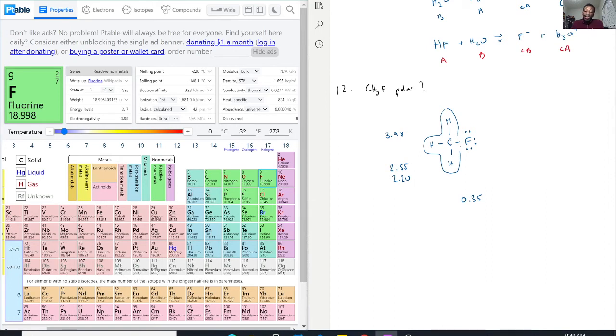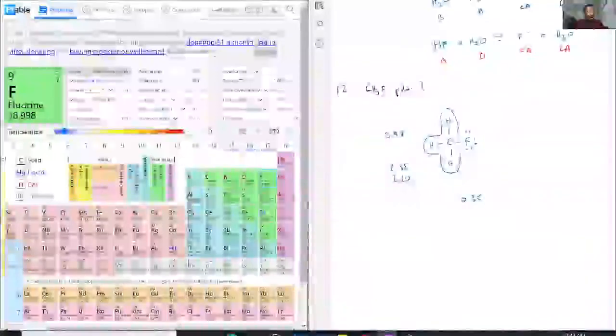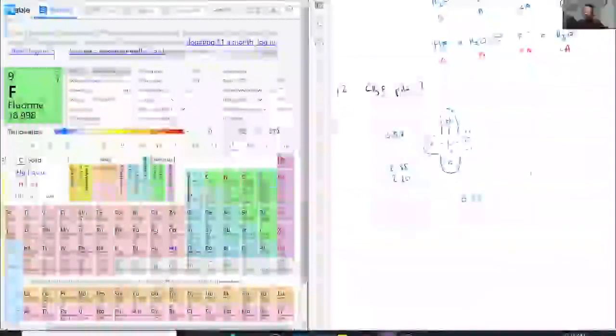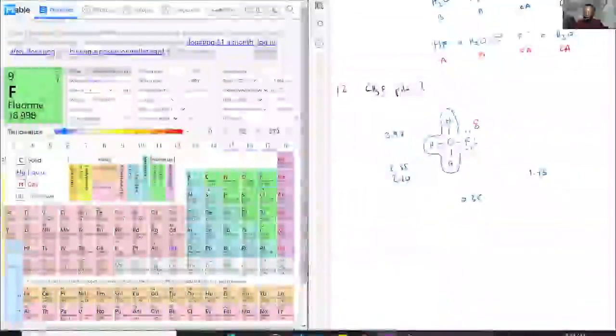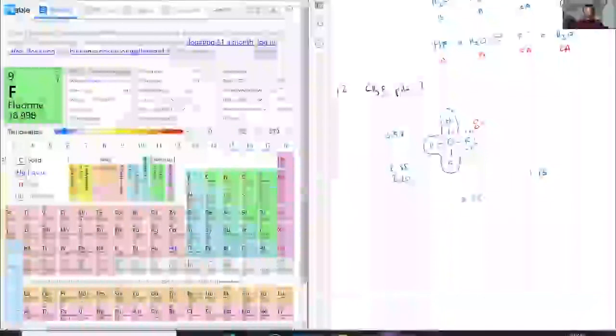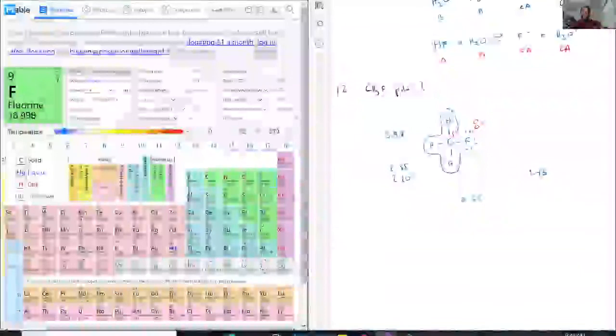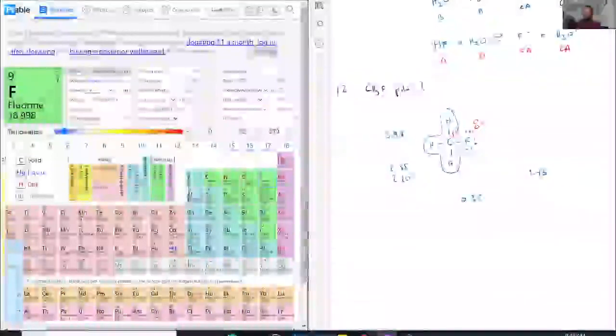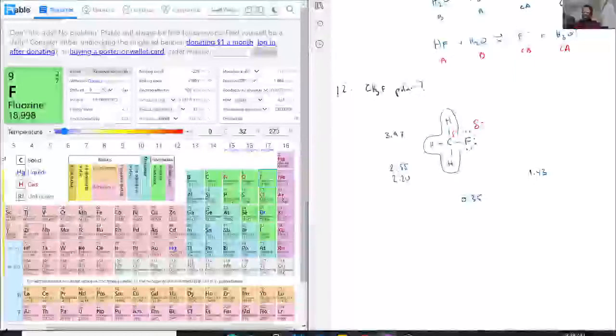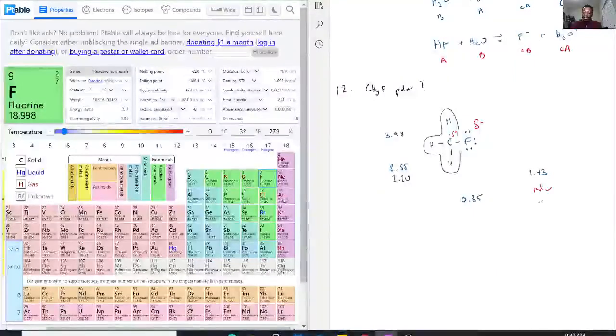What about the bond between carbon and fluorine though? 3.98 minus 2.55, that difference is really big, 1.43. So that means this fluorine is going to have a lot more say compared to the carbon of who gets to keep the electrons. The higher electronegative number is the one that the electrons will go to, and because our typical cutoff for a nonpolar bond is around 0.4, 1.43 goes way beyond that. So this is actually known as a polar covalent bond.